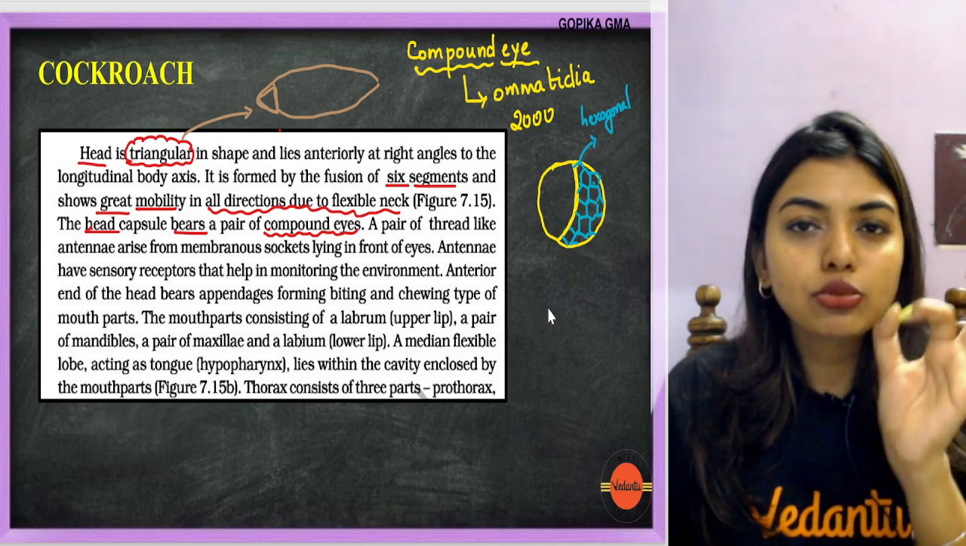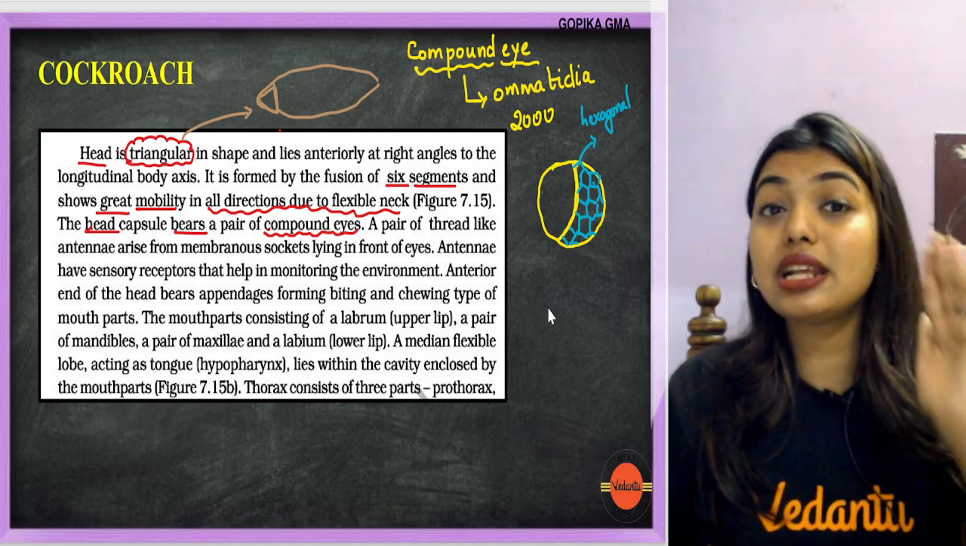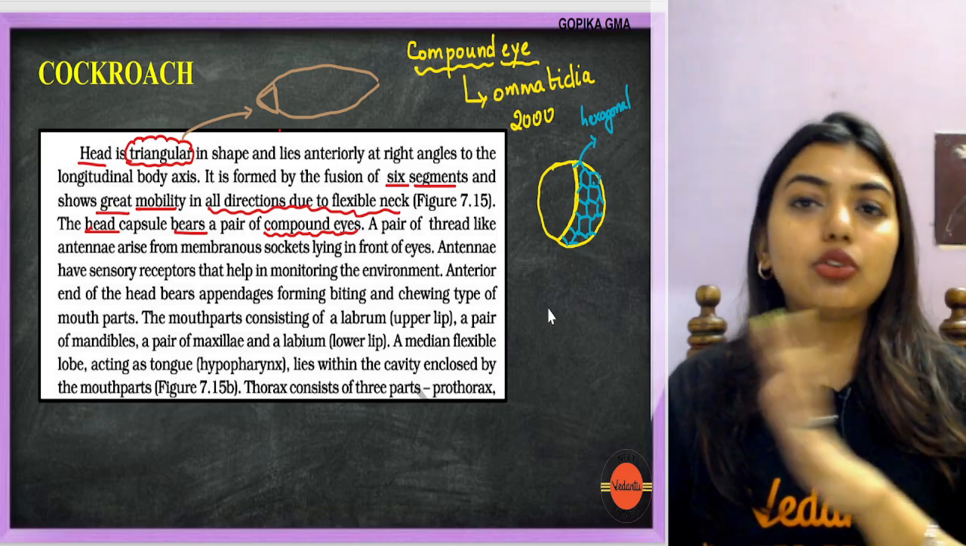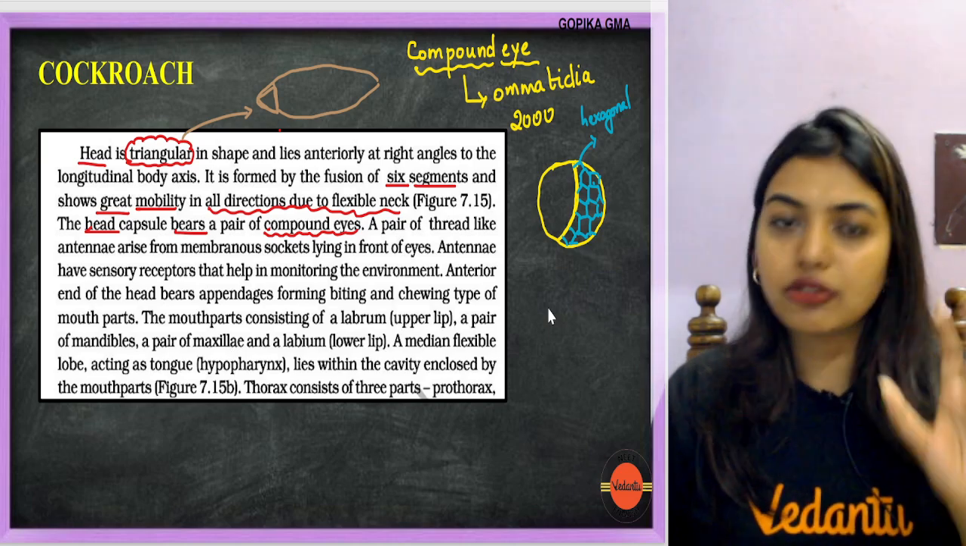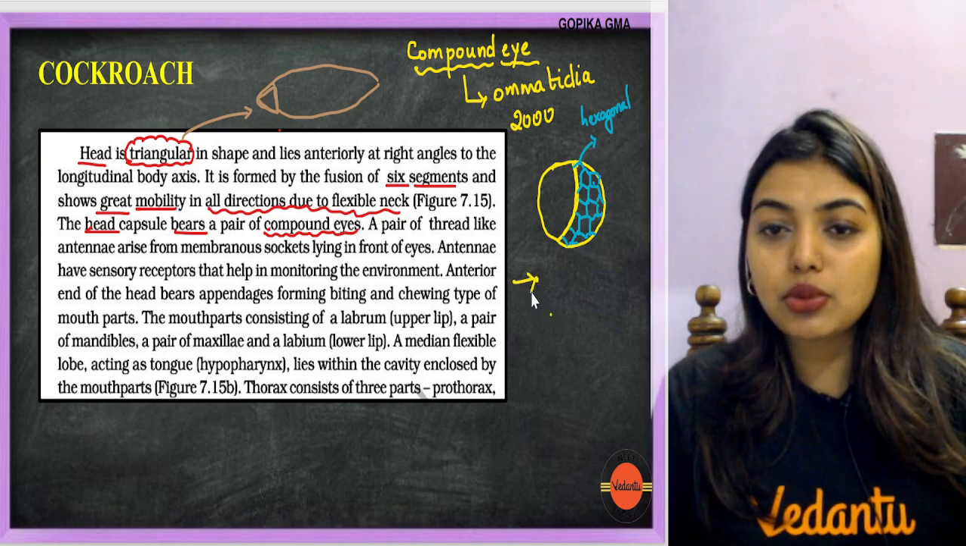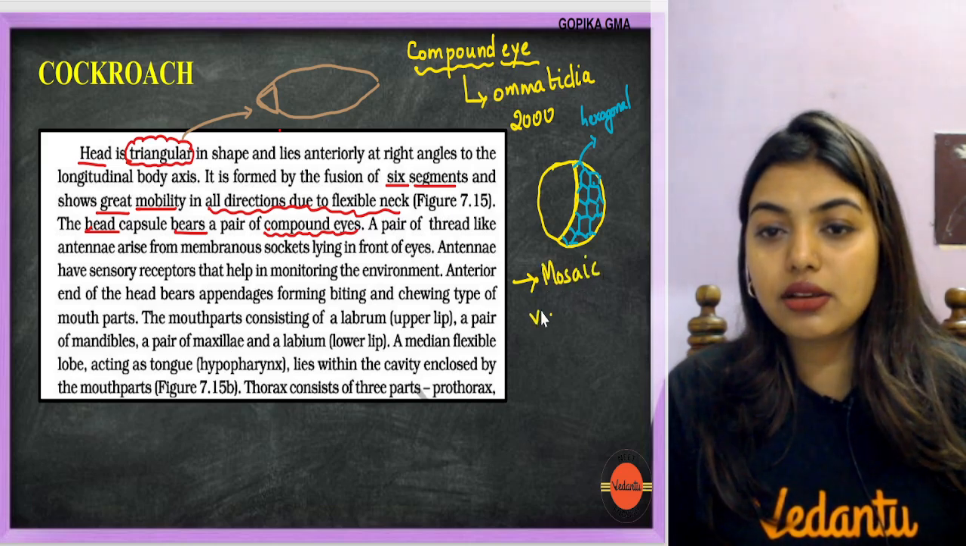So small movements that you make, with the help of eyes and with the help of anal cirri, they'll understand that, okay, something is right behind me, they are coming. It could be a predator, it could be anything, they will immediately start running. So these compound eyes give them mosaic vision. What is it? Mosaic vision.